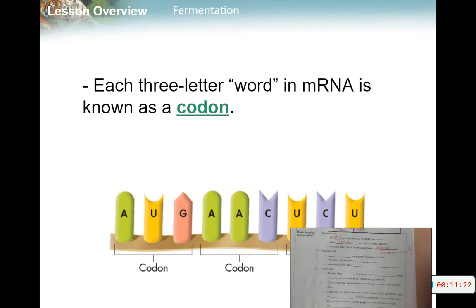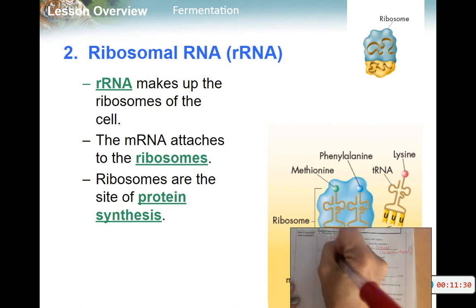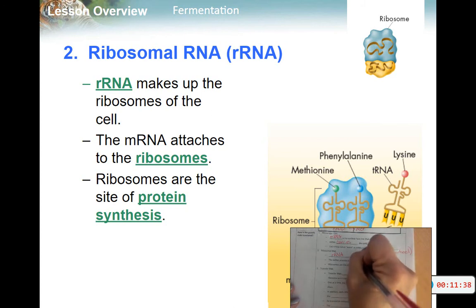Once the mRNA gets out into the cytoplasm, it's going to find the ribosomal RNA, which we abbreviate rRNA. The rRNA makes up the ribosome. So the mRNA comes out, it attaches to the ribosome, and remember, that's a review. Ribosomes are where we make protein. So the message has to get to the ribosome because that's where your body makes protein.